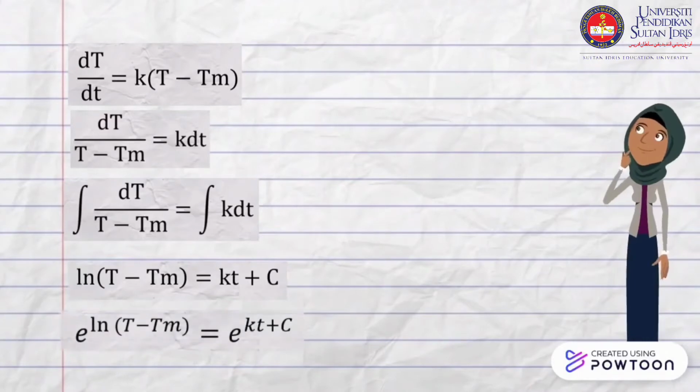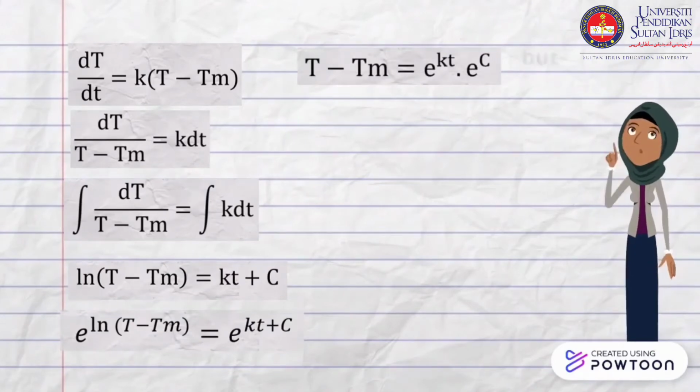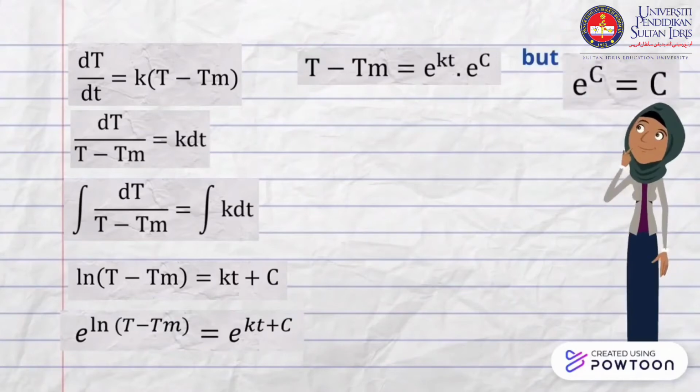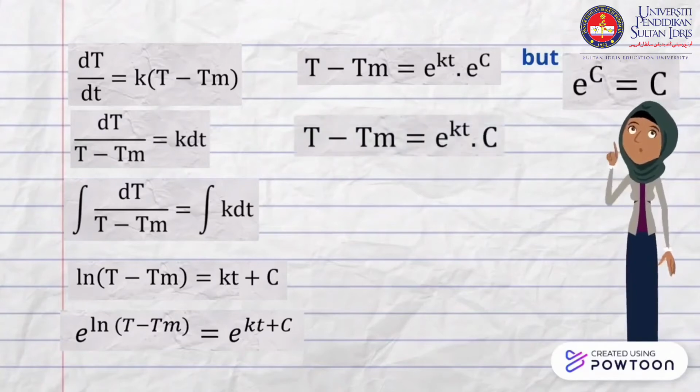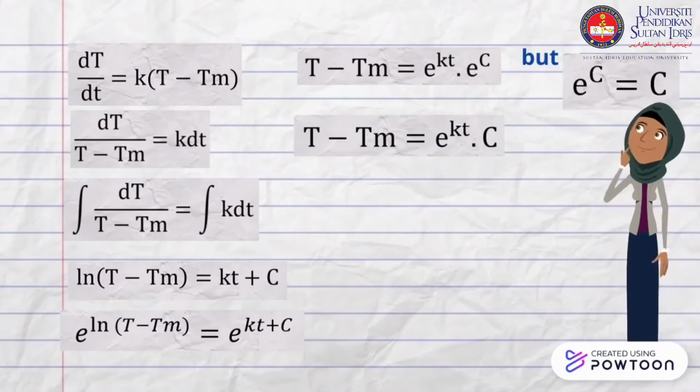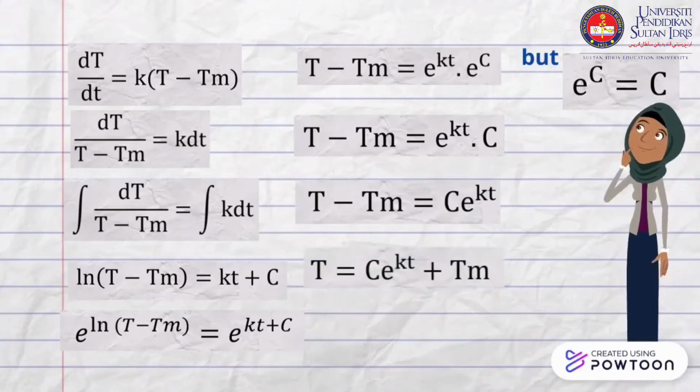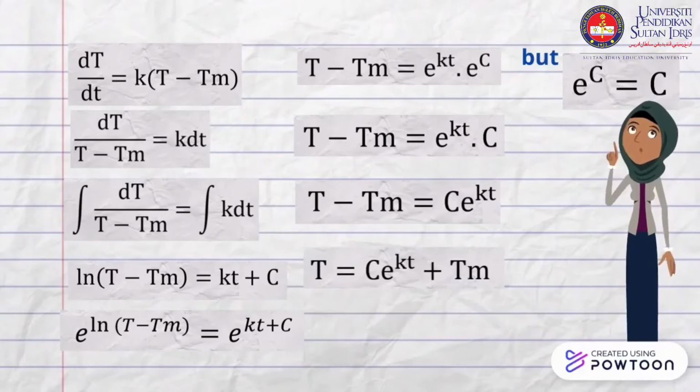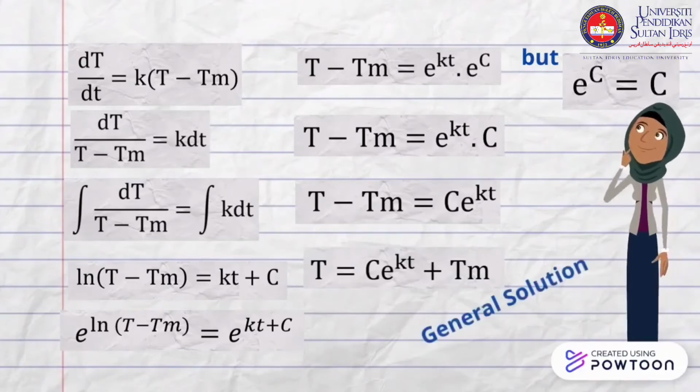Now we are going to exponentiate both sides of the equation, and we will have T minus Tm equal to e raised to the kt multiplied by e raised to the c. But e raised to the c is simply another constant, so we replace it with C. We now have T minus Tm equal to C e raised to the kt, and so T is equal to C e raised to the kt plus Tm. So we already have the general solution of this equation.